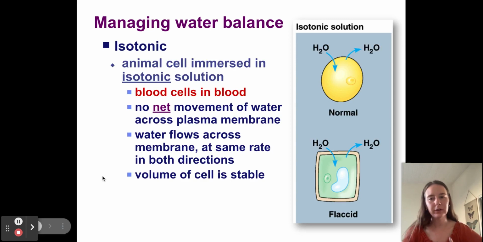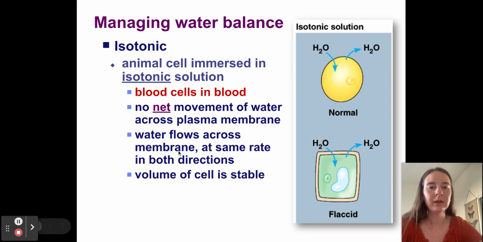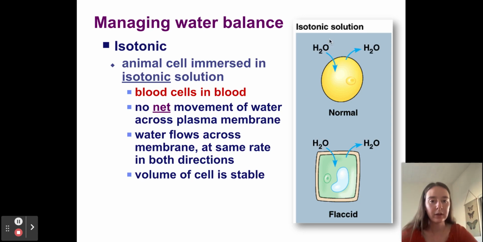Okay, so just to review, cells managing water. In an isotonic solution, remember that means there's the same amount of solute outside and inside the cell. If we took an animal cell and immersed it in an isotonic solution, for example blood cells in your blood, there will be no net movement of water because water will come in and out at equal rates, and the volume of the cell will be stable.